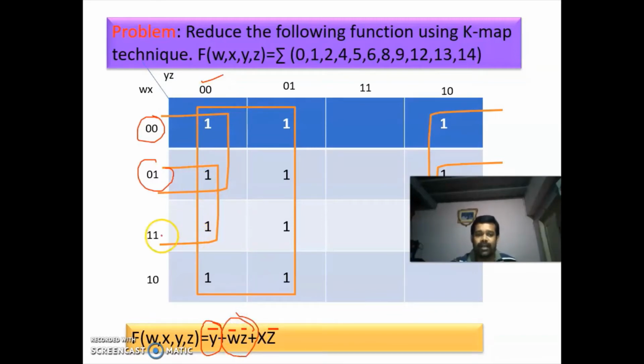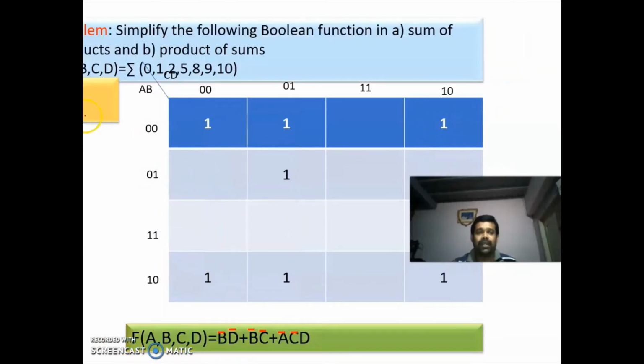For this one, x z bar. So this is the expression. So next you are having a problem. Simplify the following Boolean function in sum of product and product of sum.